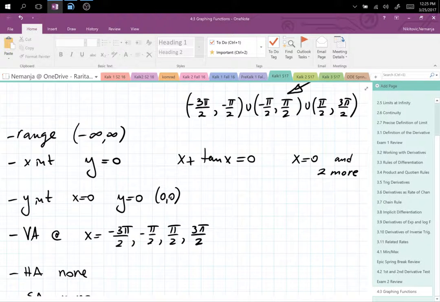Now, look at what I said for the X-intercept. You have to solve x plus tangent x equals 0. In order to solve that, first we see x equals 0 is a solution, because tangent of 0 is 0 and 0 plus 0 is 0. That's a trivial one. The other two are trickier to get. The other two you can't get by analytic methods.